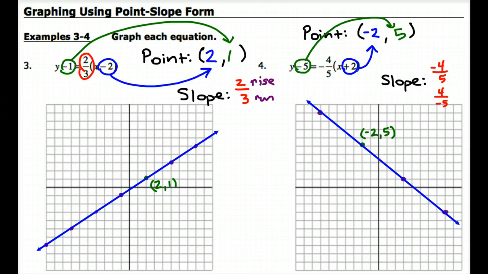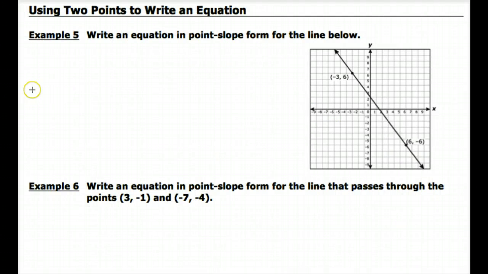Okay, finally, I want to talk about, again, how to write an equation in point-slope form if you're given either a graph or only 2 points. So for number 5 here, I'm giving you a graph of an equation, and I want you to write the equation in point-slope form. Again, you need 2 things to write an equation in point-slope form. You need a point, just 1 point on the line. You also need the slope.